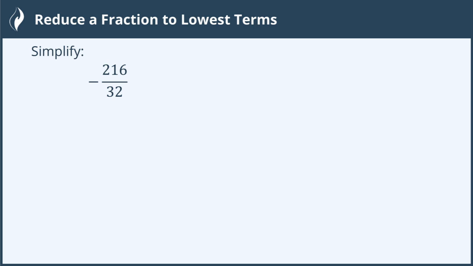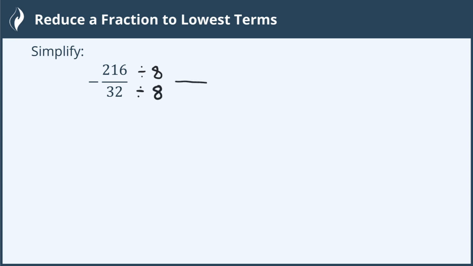So the first thing to do is to look for the biggest number that I can divide into both the numerator and the denominator. I can see that they are both even, but I also know that I can divide both of these by 8. 8 is called the greatest common divisor or the greatest common factor. And so I'm going to divide the top number by 8 and the bottom number by 8.